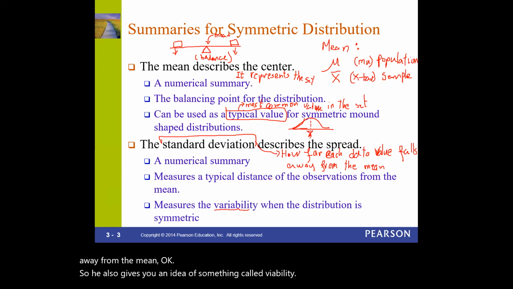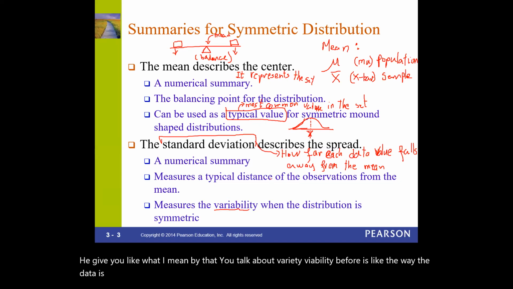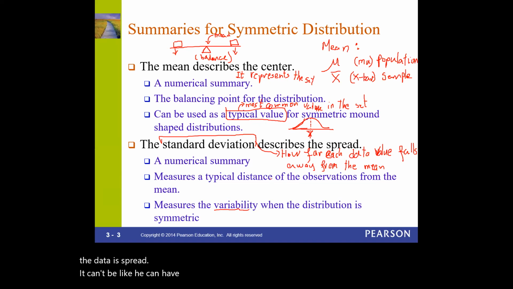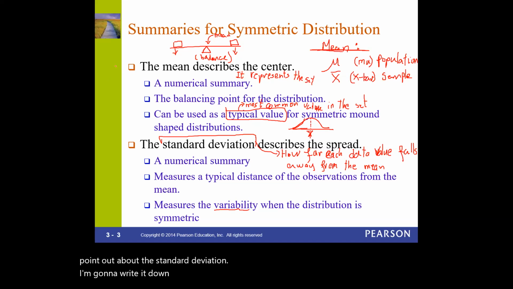What I mean by variability, as we talked about before, is the way the data is spread. You can have high variability, you can have low variability. You have high variability if you have a bunch of observations. But before we keep going, there are two things I wanted to point out about the standard deviation. I'm going to write it down over here. For the standard deviation, we do have a symbol for it as well. Let me just put SD for standard deviation.